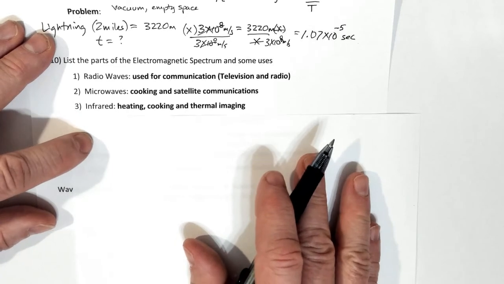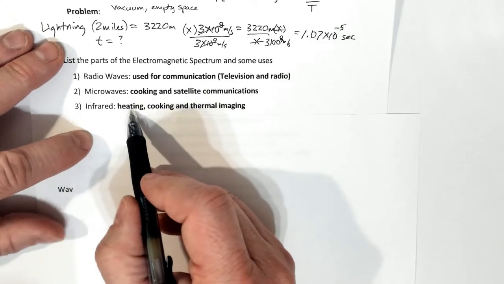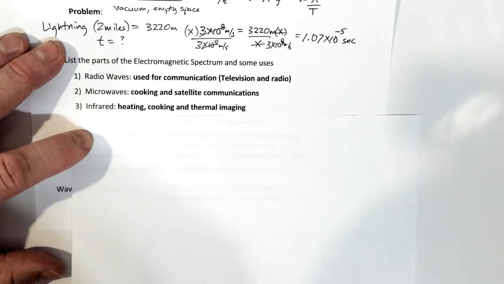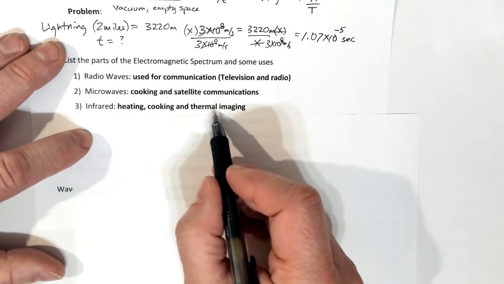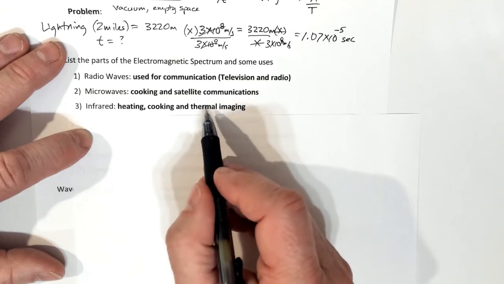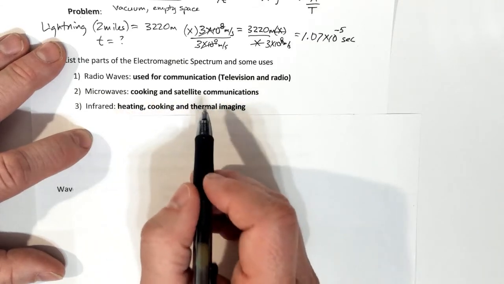Infrared is a form of energy that you can actually feel. There are infrared plates, infrared heating. Infrared is a form of energy used for heating, cooking, and thermal imaging. Your body actually gives off heat. You give off thermal energy.